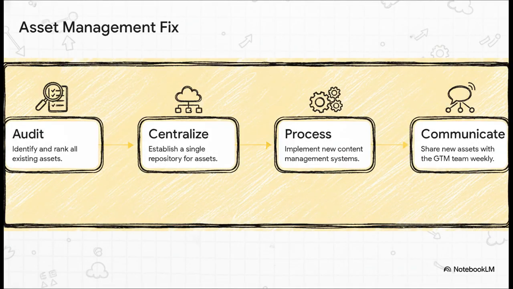The fix was a super simple, systematic, 4-step process. First, you audit everything, just to see what you have. Second, you create one central place for everything, a single source of truth. Third, you put new processes in place to keep it fresh. And fourth, and this is so key, you communicate the new assets every single week, so the team actually knows they exist and uses them.